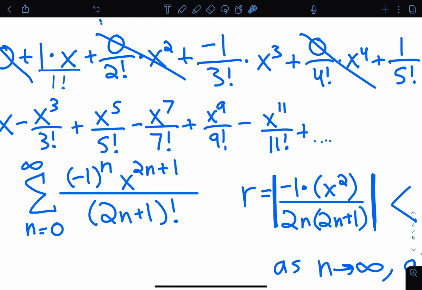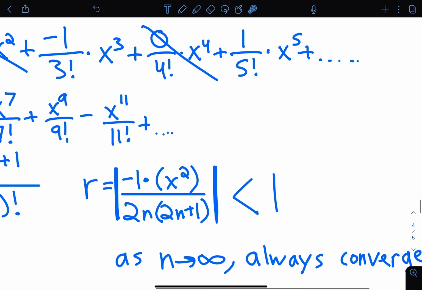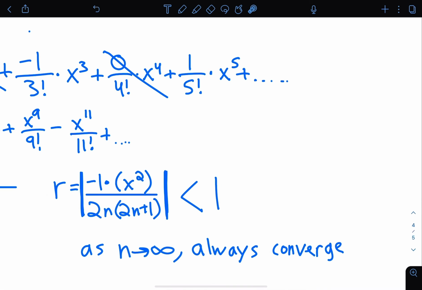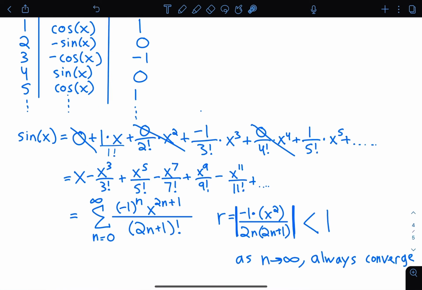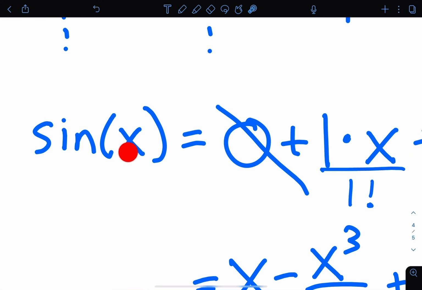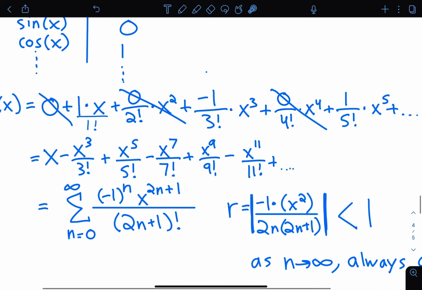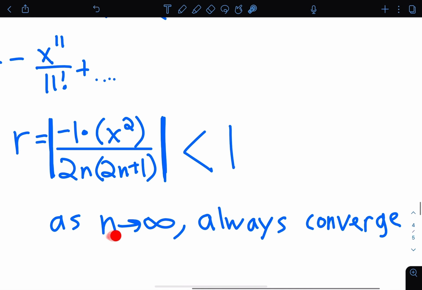Now again, just like with e to the x, n is going infinite, and so x is fixed, and so this is always going to converge because my ratio is always going to be less than 1. So if I want to use this to approximate sine of pi, I would use infinitely many terms in my sequence. So, I could put in pi for x, but n is going million, billion, trillion.